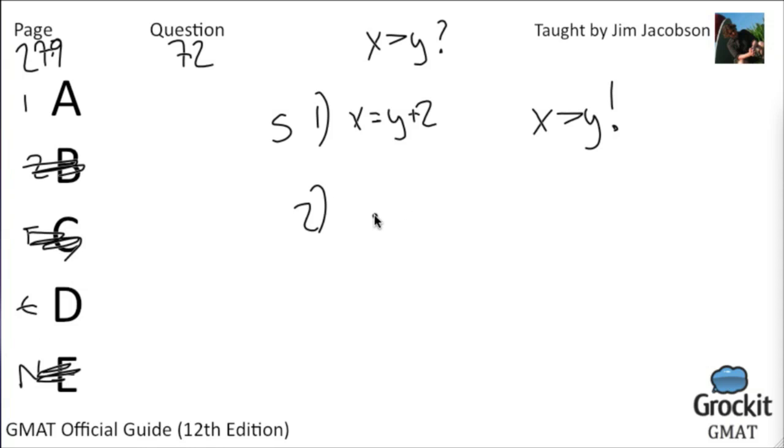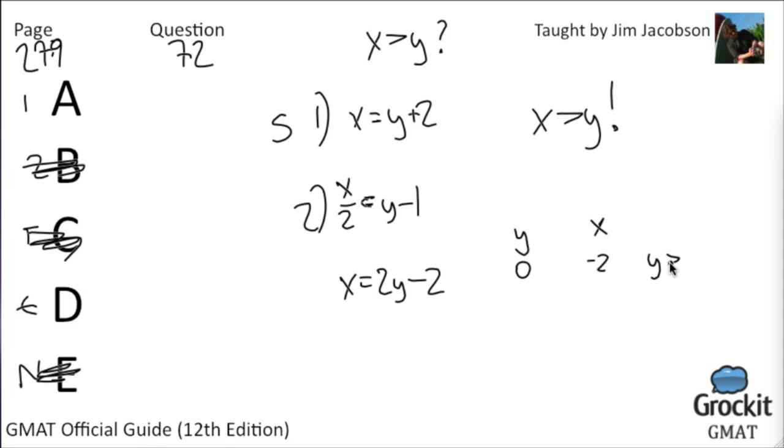Second one, we have x over 2 equals y minus 1. That's an equals, not an inequality. So we multiply both sides times 2, and we get x equals 2y minus 2. It's harder to tell the relationship between these two numbers, so let's do a little graph here. If y equals this, then x equals this. If we say y is 0, 2y minus 2 is going to be negative 2. Here we have y is greater than x.